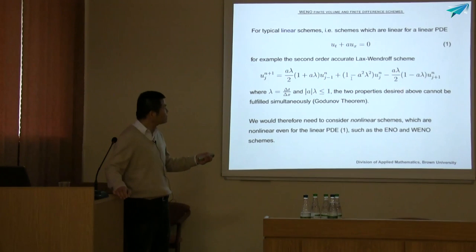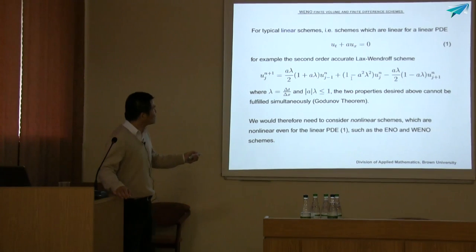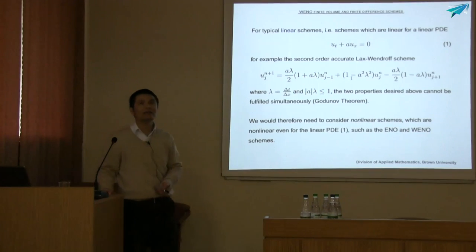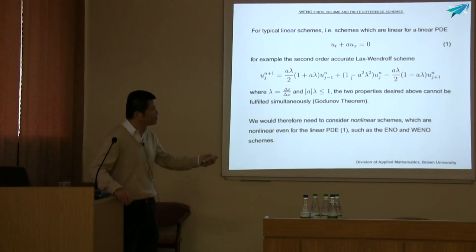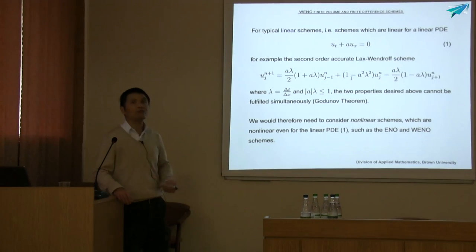For example, if a is positive, then the third coefficient is negative because a is positive, and you have a negative sign here. This factor is a positive number because the number is less than 1. So this is negative. If a, on the other hand, is negative, then this coefficient is negative. So at any rate, you will have three coefficients, one of them being negative. The three coefficients sum to 1.